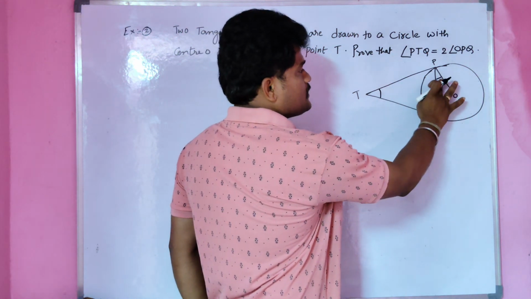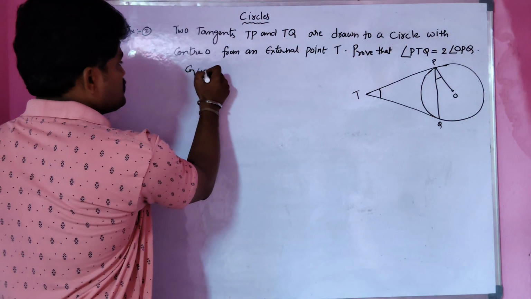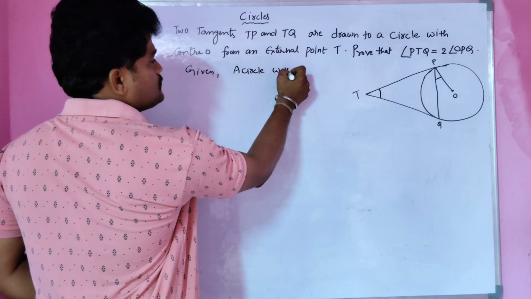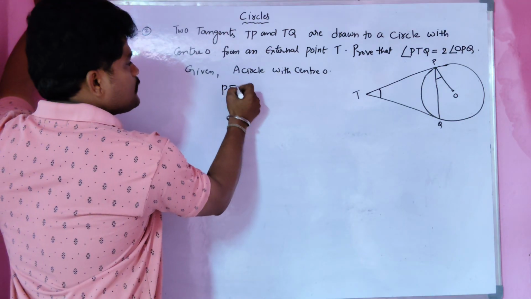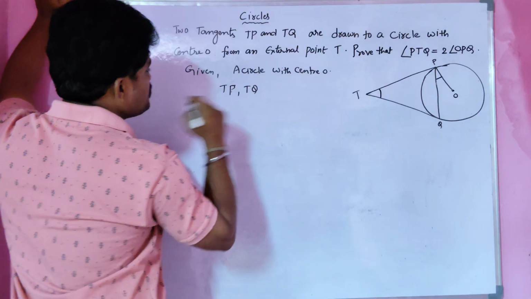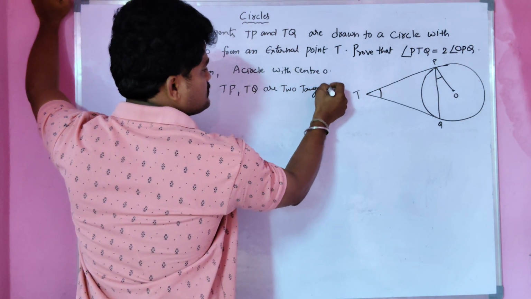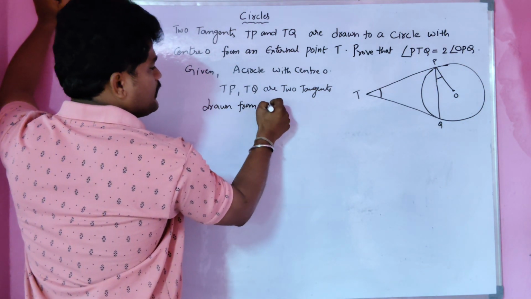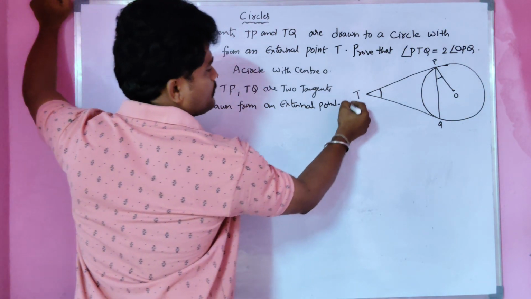So for that, I'll just write the given information first. It is given that a circle with the center O, TP comma TQ are two tangents drawn from an external point T.